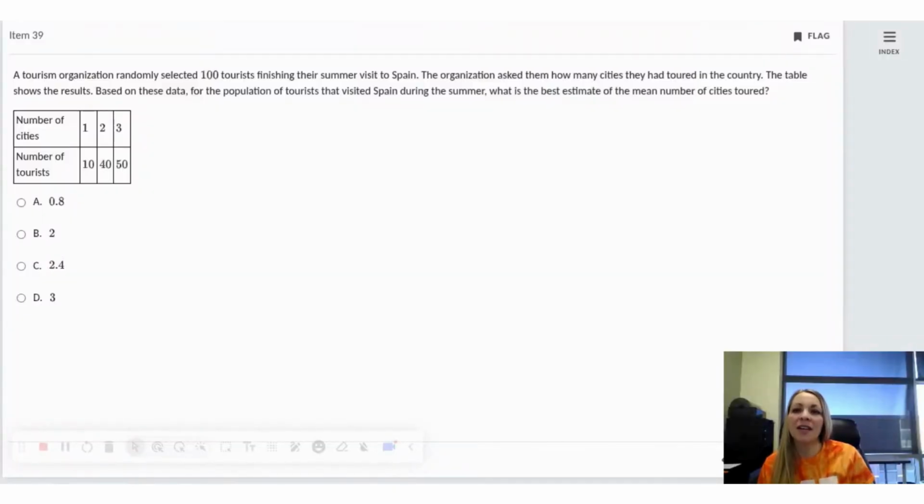Question number 39. A tourism organization randomly selected 100 tourists finishing their summer visit to Spain. The organization asked them how many cities they had toured in the country. The table shows the results. Based on these data, for the population of tourists that visited Spain during the summer, what is the best estimate of the mean number of cities toured?